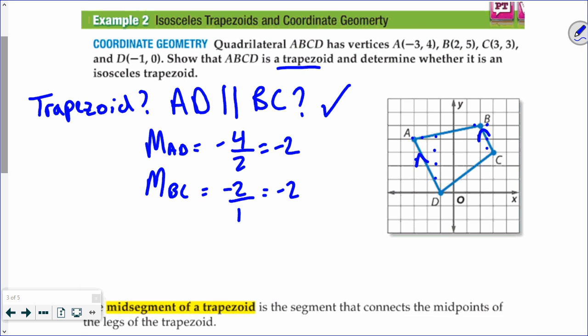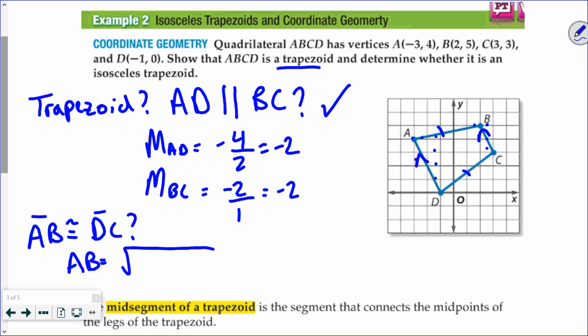Determine whether it's isosceles. So, what would make this thing isosceles? Well, if AB is congruent to DC, this would be isosceles, yes. The legs would be congruent. So, one way to check would be to check the distance of AB and see that it is congruent to DC. See if it is. So, let's do that.